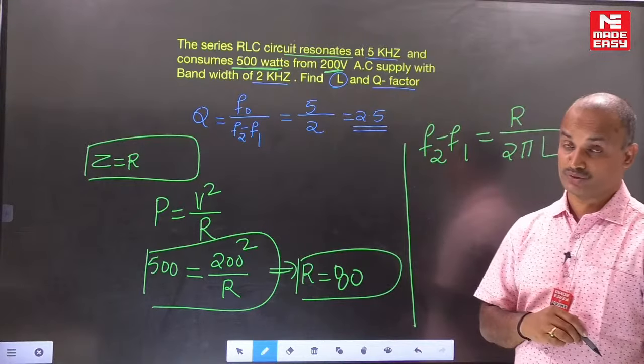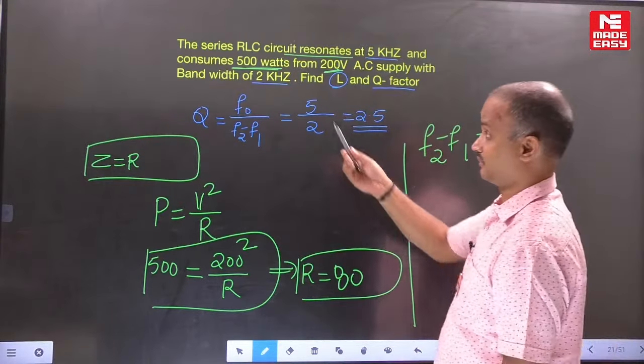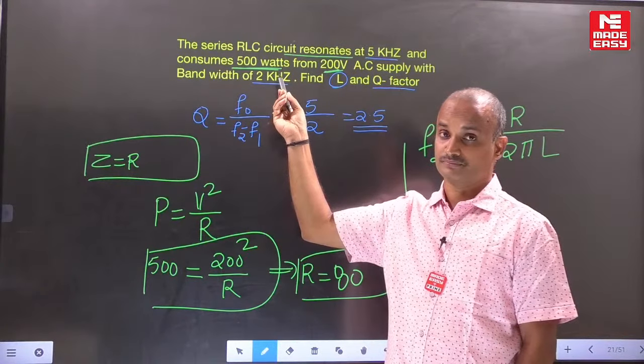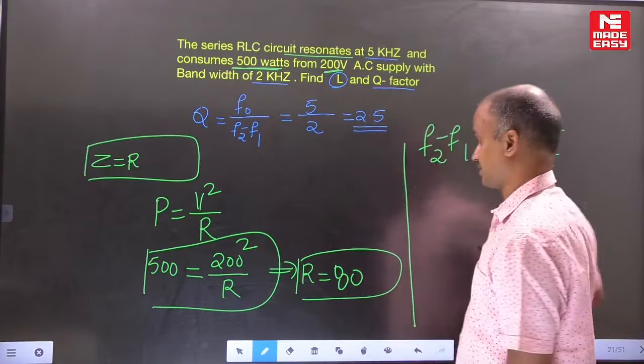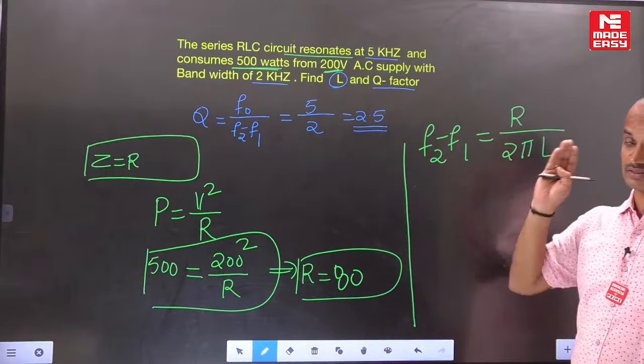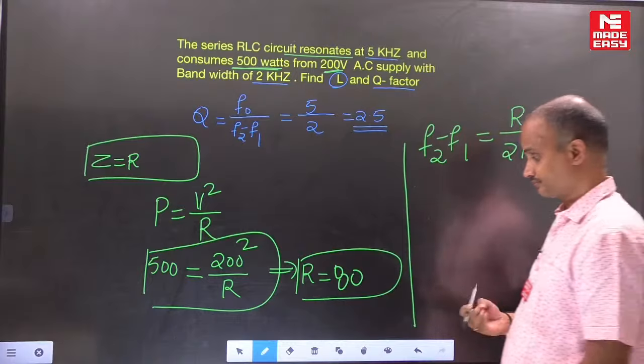You have to focus on units also carefully. In the data, they may give units as radians per second. They may give in terms of Hz. If radians per second is given, what is the bandwidth formula? It is simply R by L. Concentrate on the units carefully for this one.